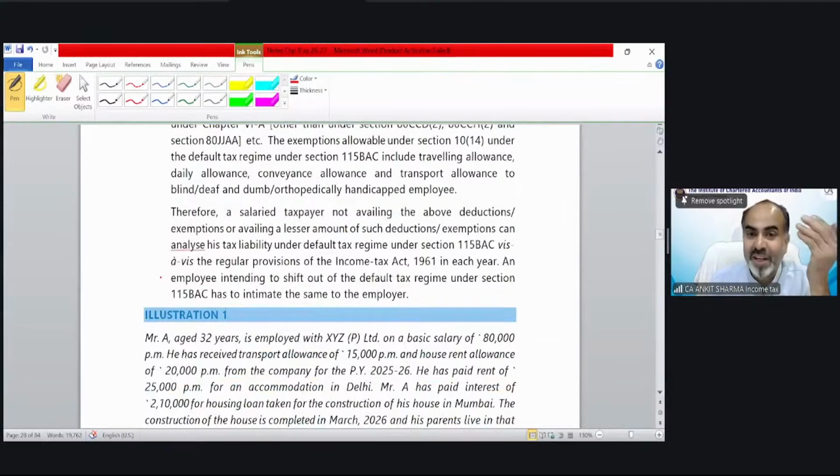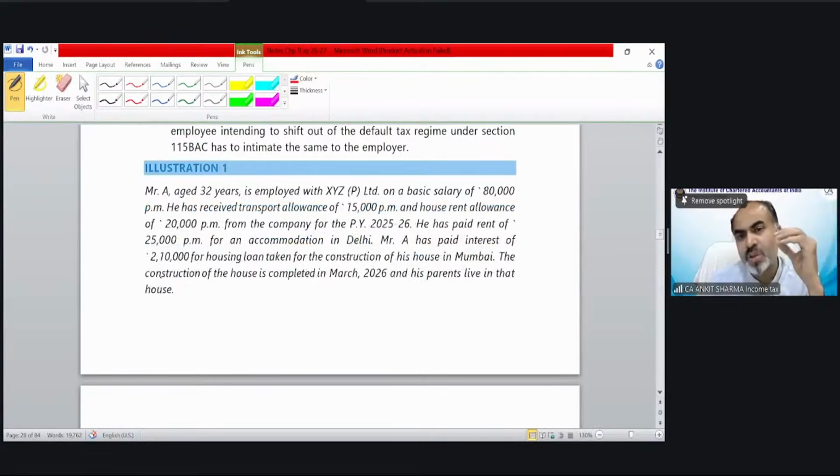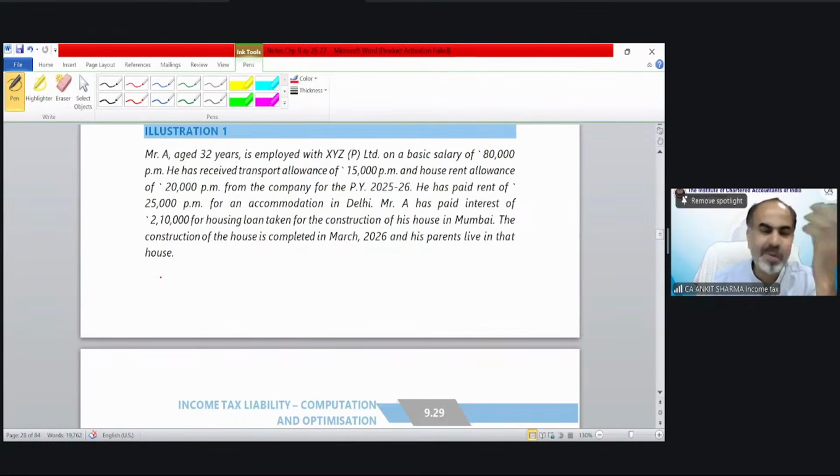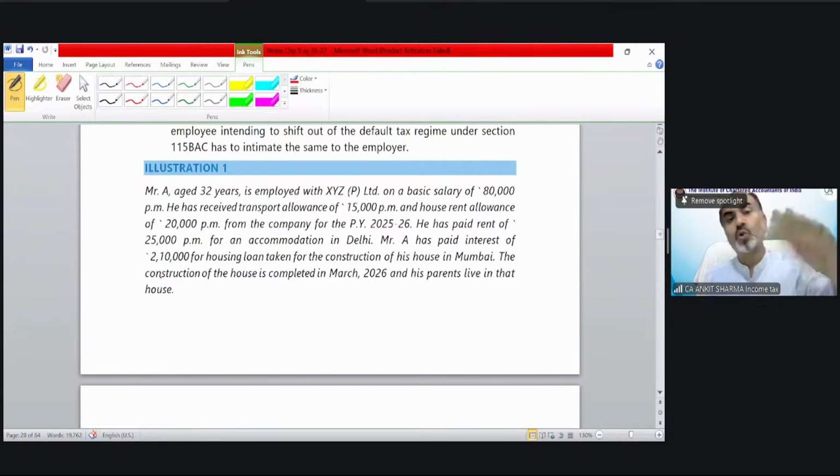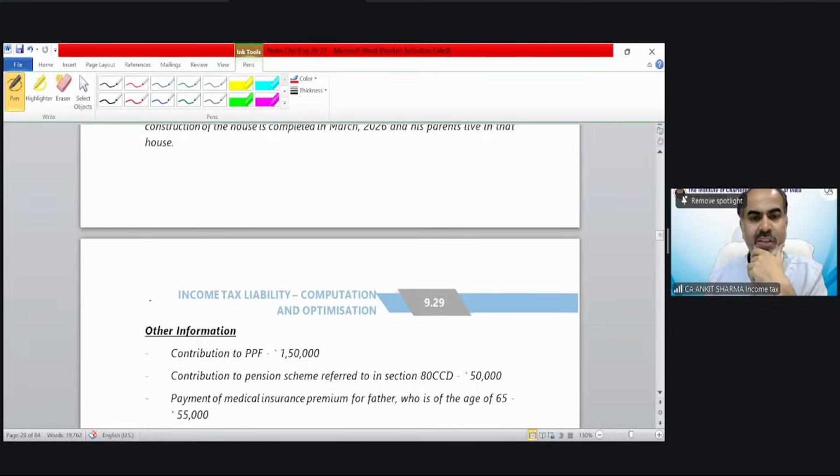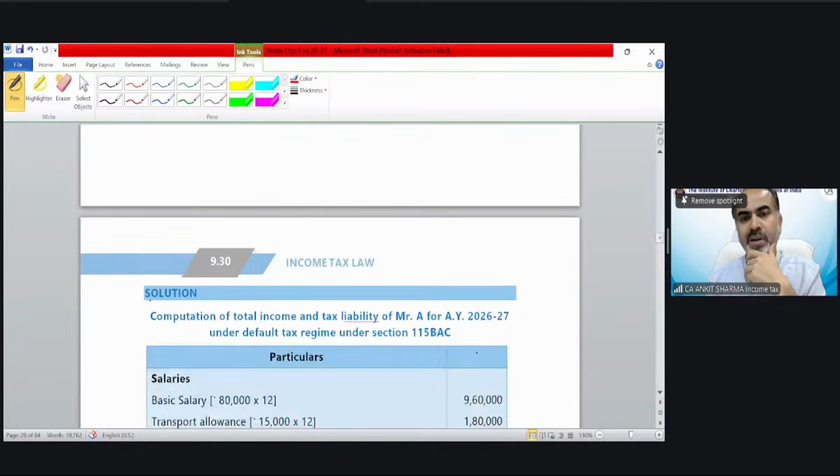And you can also check whether it's beneficial under the default tax regime or under the optional tax regime. That is also a scenario. So this question can have multiple permutations and combinations in respect of allowances, expenditure, your tax liability, default tax regime, optional tax regime, etc. So please go through this concept and you will realize there is no specific answer to this question. Then illustration 1 and illustration number 2, you can try.